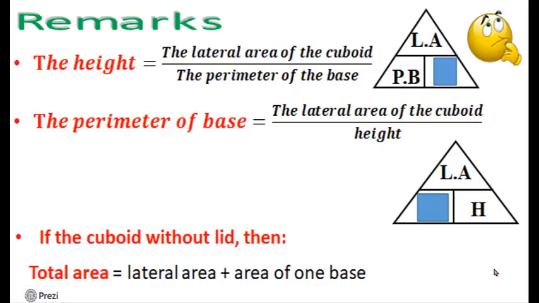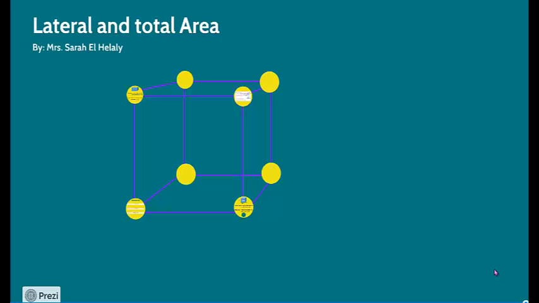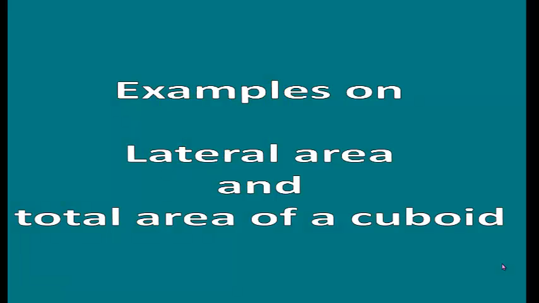The last remark is, if the cuboid is without a lid, what is the total area? Now we said that the total area is the area of the whole 6 faces, right? But here is one face missing, the top. So in this case, I'm going to make the total area equal to lateral area plus area of one base. Only one base, because the top is not included. I only have the bottom. Now we have all the rules to calculate lateral area and total area for both a cube and a cuboid. Let's go now and take examples and see how we can implement these rules to find the right answer. Let's go now and solve examples on lateral area and total area of a cuboid.